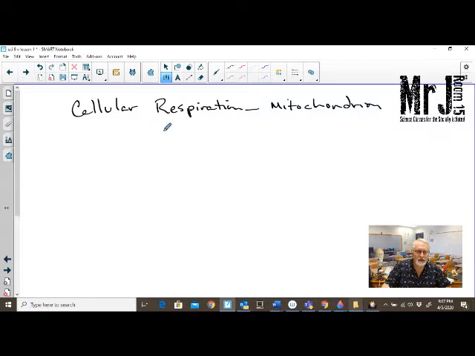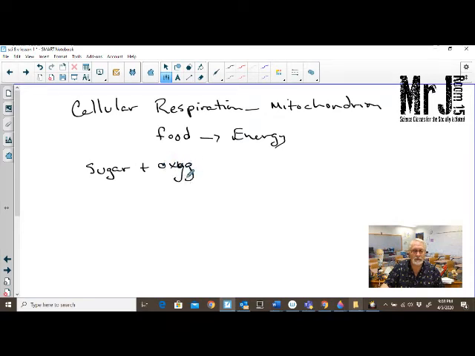And basically it goes food to energy. If we were to take a look at what we would call the chemical equation for this, food is going to be there as sugar. And we're in essence going to, you can think of burning the sugar with oxygen. And that produces energy.